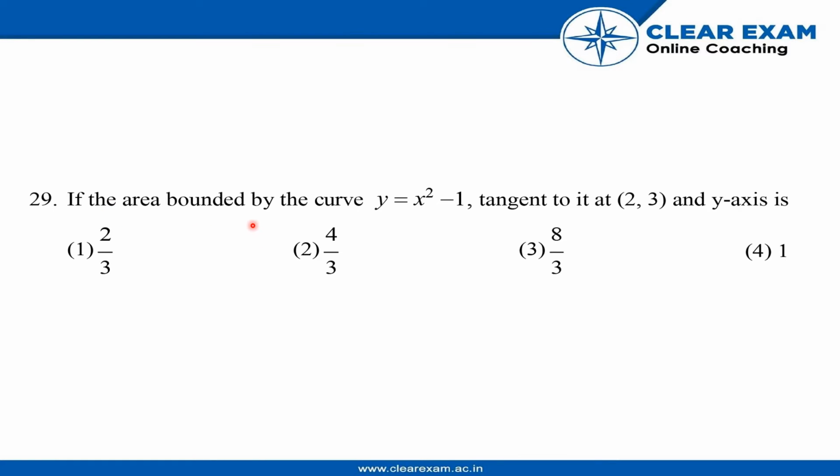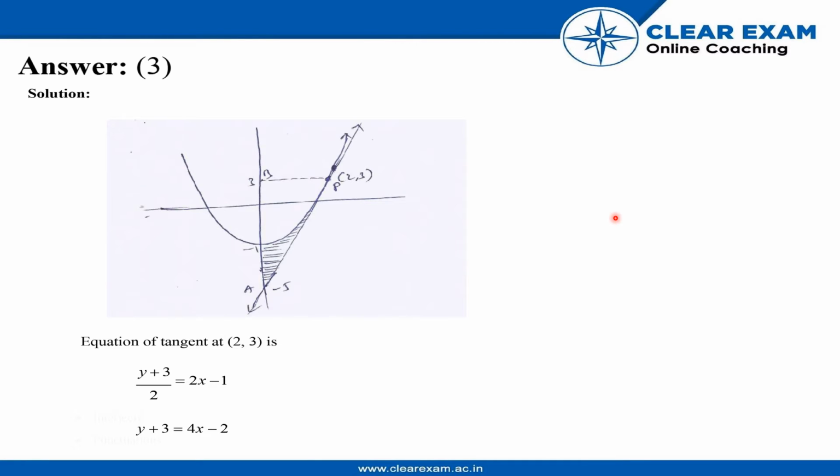If the area bounded by the curve y = x² − 1, the tangent to it at (2, 3), and the y-axis is 2/3, 4/3, 8/3, or 1? So the answer is, here's the required diagram for the question.